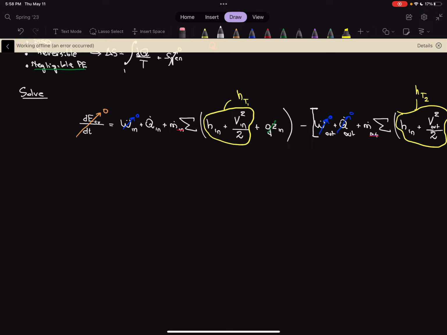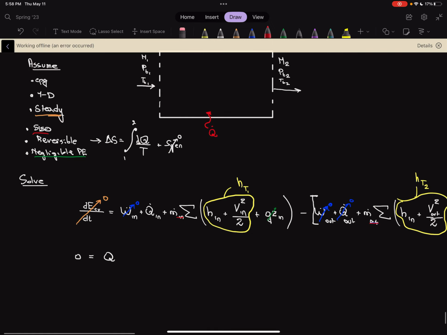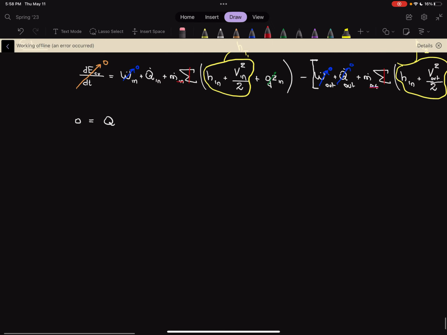So what do we end up with? Well, we end up with 0 is equal to, oh, and the summation is also part of the CISO, so that's going to go away because there's only one inlet and one outlet. So Q in plus H total 1 minus H total 2.